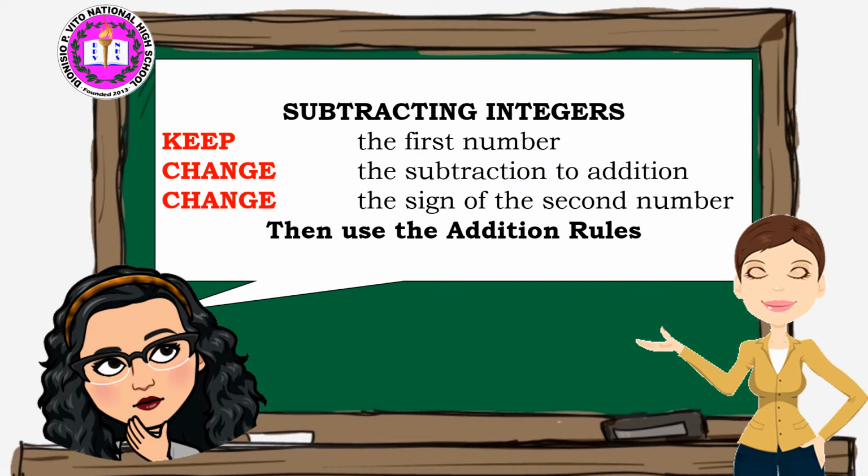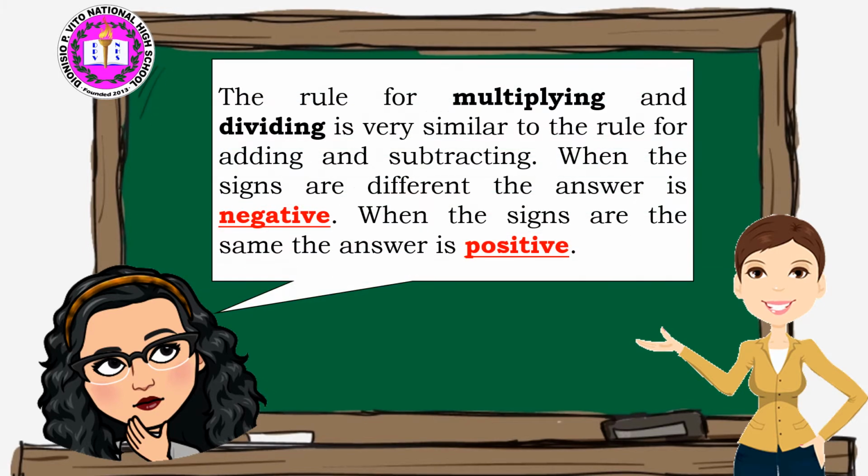In subtracting integers, we're going to remember the keep, change, change: we're going to keep the first number, change the subtraction to addition, change the sign of the second number, then use the addition rules. The rule for multiplying and dividing is very similar to the rule for adding and subtracting. When the signs are different, the answer is negative. When the signs are the same, the answer is positive.